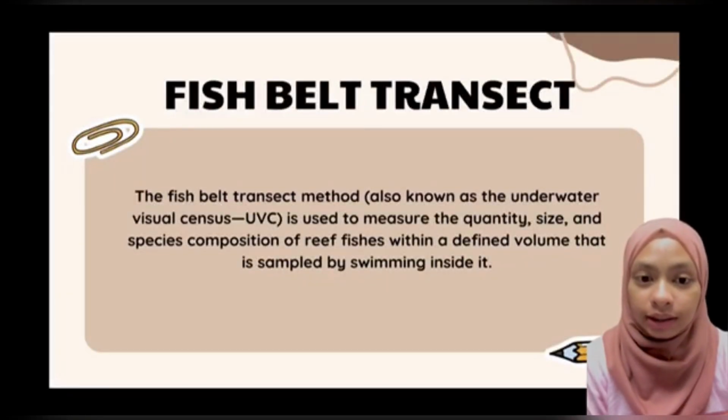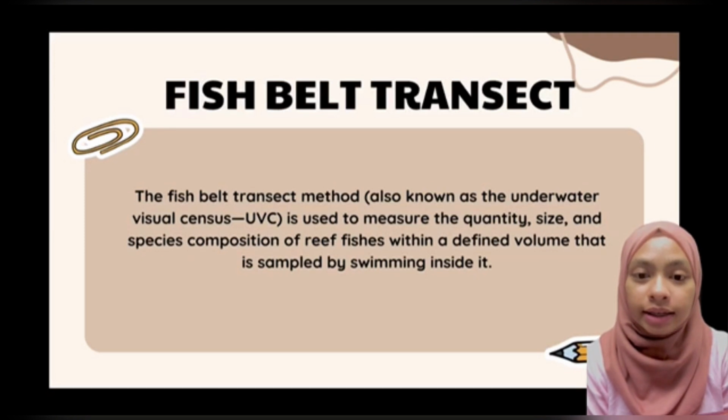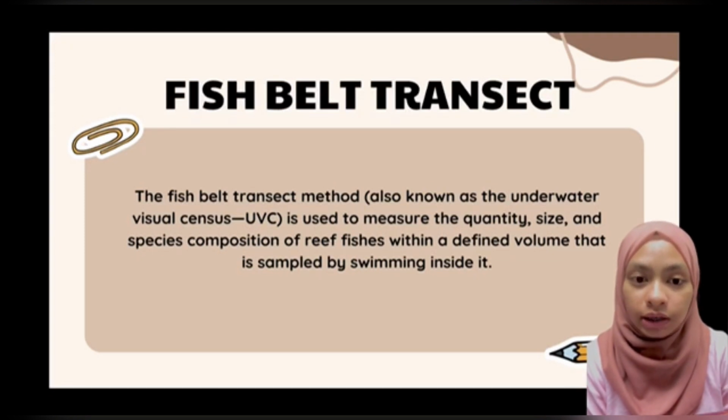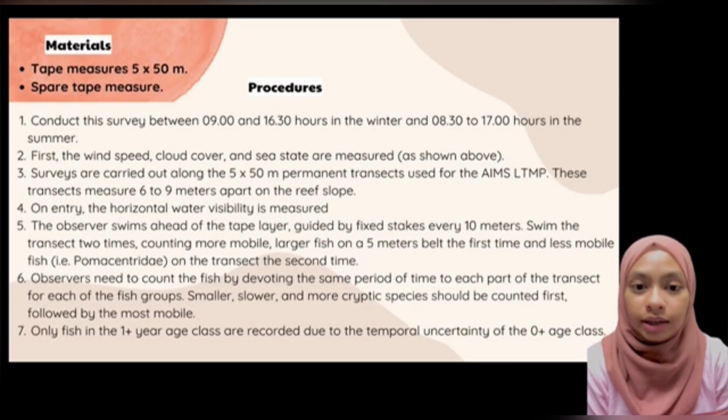The fish belt transect is the method used to measure the quantity, size, and species composition of reef fishes within a defined volume that is sampled by swimming inside it. These are the materials and the procedure for fish belt transect.